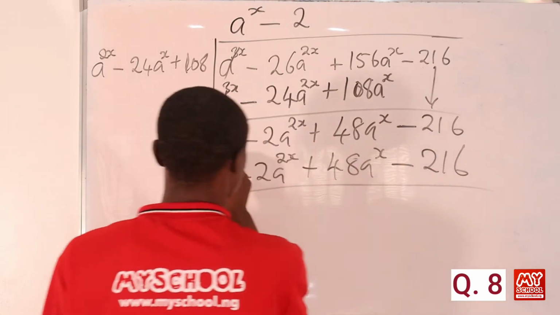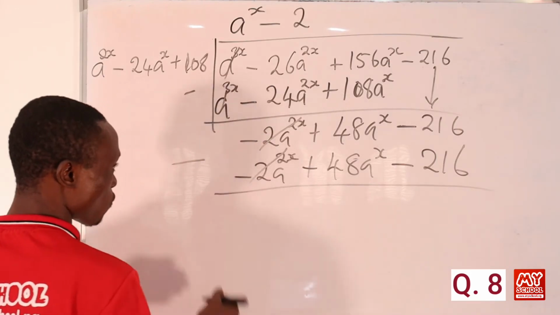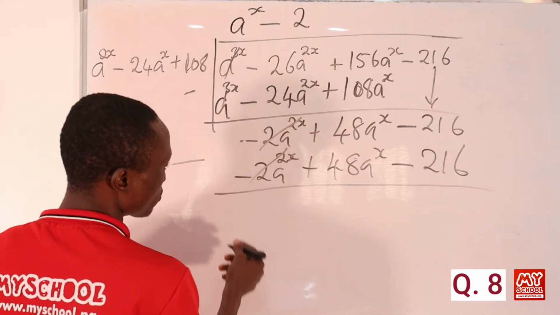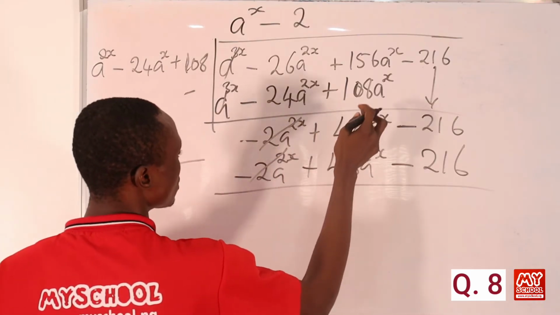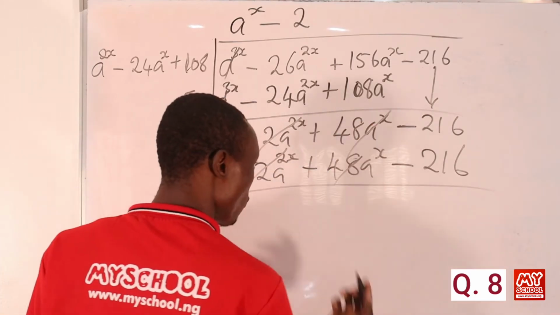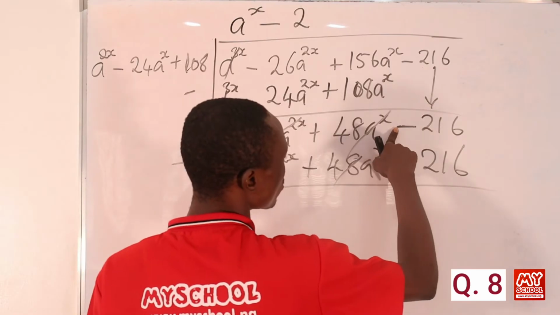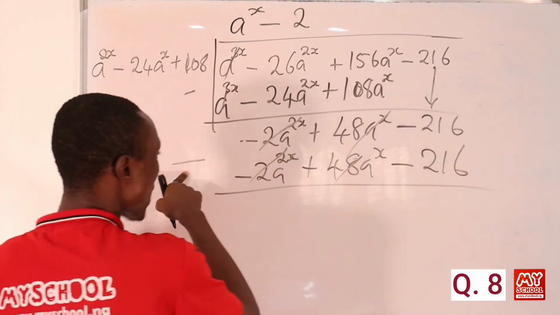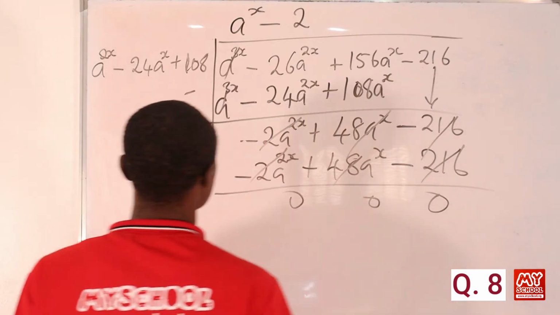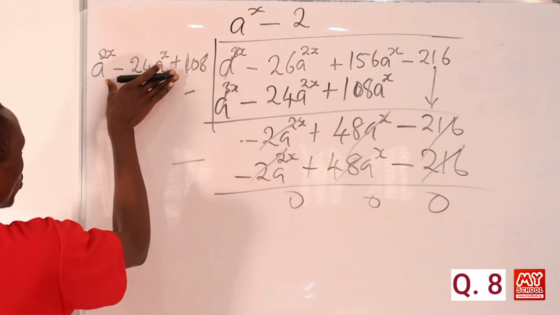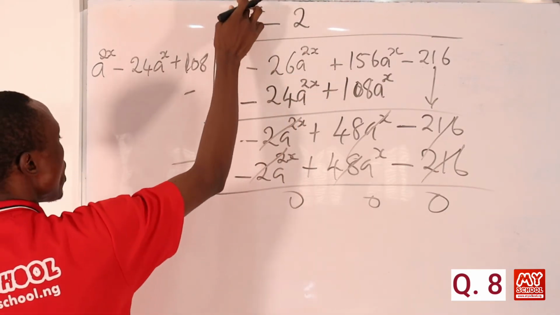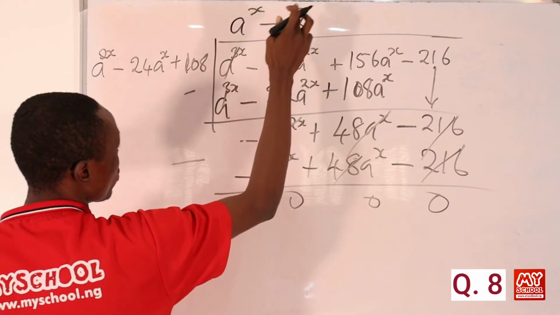As usual, we subtract again. This is going to go off, minus is going to form plus, so this will cancel out. Then plus 48a raised to power x minus plus 48a raised to power x is going to go off again. Then minus 216 minus minus 216 is going to be 0. So at the end of the day, when we use what we have outside there to divide what we have inside there, we'll be having a raised to power x minus 2.